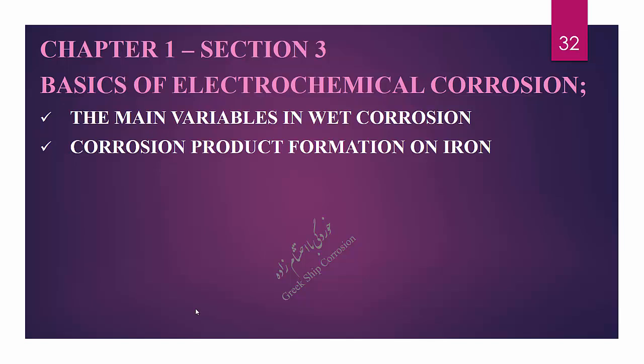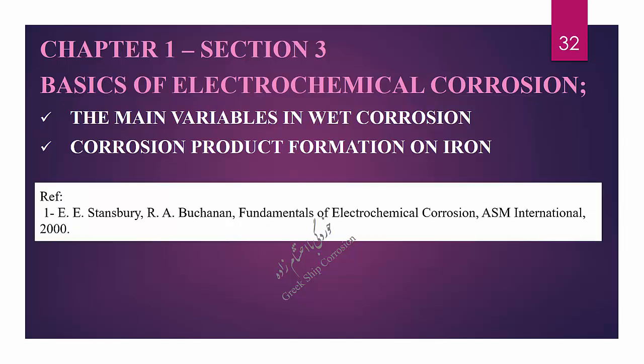Chapter 1, Section 3. Basics of electrochemical corrosion. The main variables in wet corrosion and corrosion product formation on iron are discussed in this section using this reference.